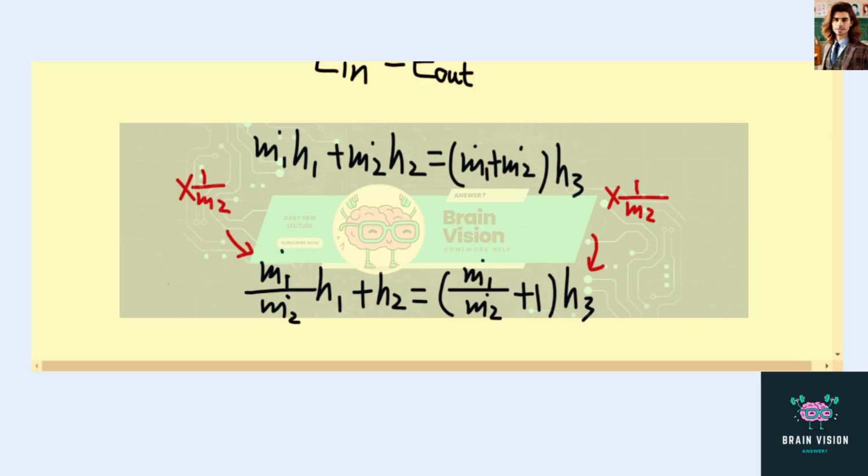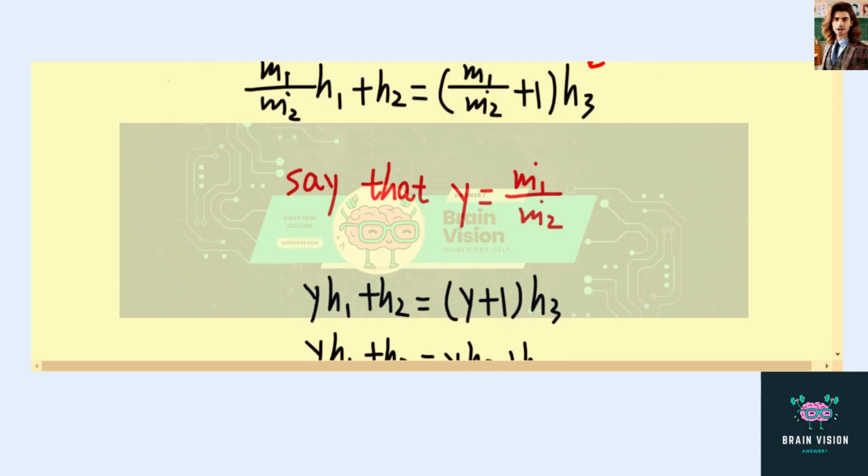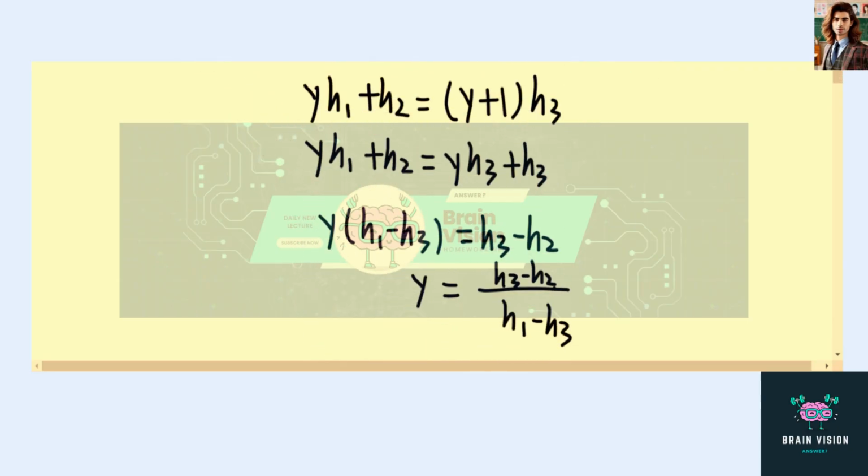Okay. So now let's say that Y is the ratio of the mass flow rate of the feed water over the mass flow rate for the superheated vapor, which is ṁ1 over ṁ2. So we can use Y to substitute for ṁ1 over ṁ2. So eventually you have Y is equal to (H3 minus H2) over (H1 minus H3).